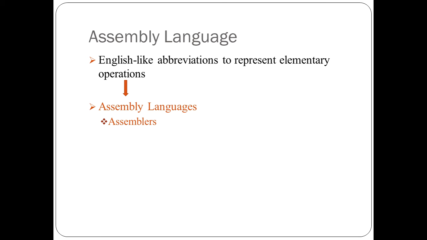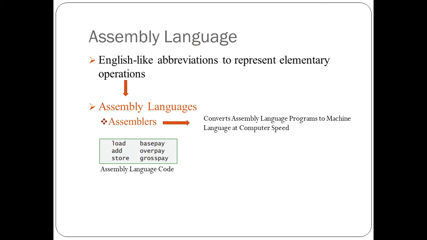Now, this assembly language actually has what they call the assembler. The assembler is what converts the assembly language code to the machine dependent code, the machine language code, at computer speed. Now let us see an example of the very code we saw, for the assembly language.